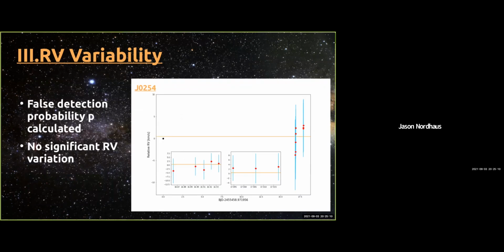Here I show an example RV variability plot. As you can see, the RV variations are quite small, and I would like to know if the RV variations are statistically significant. For this, I calculated the false detection probability for each object. However, according to this calculation, no significant RV variations have been found.